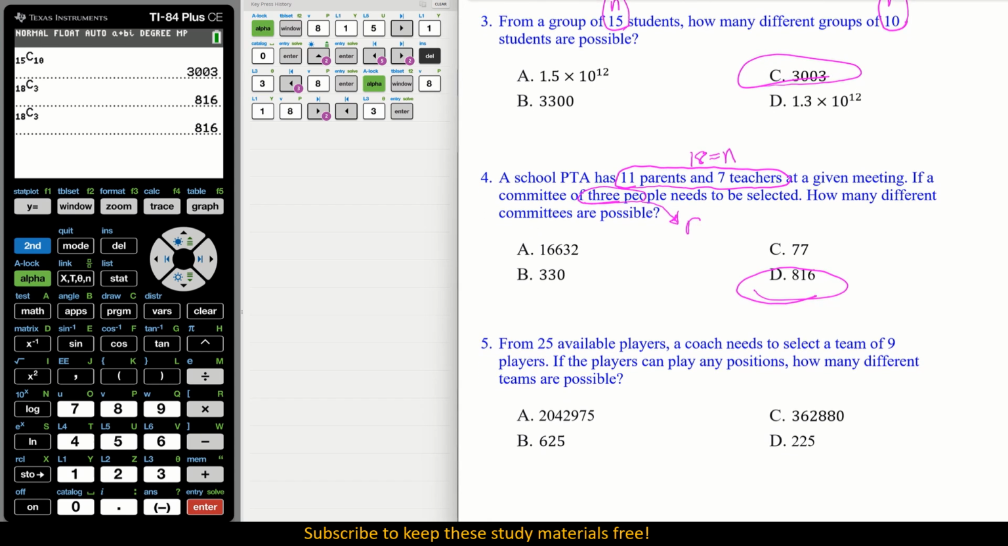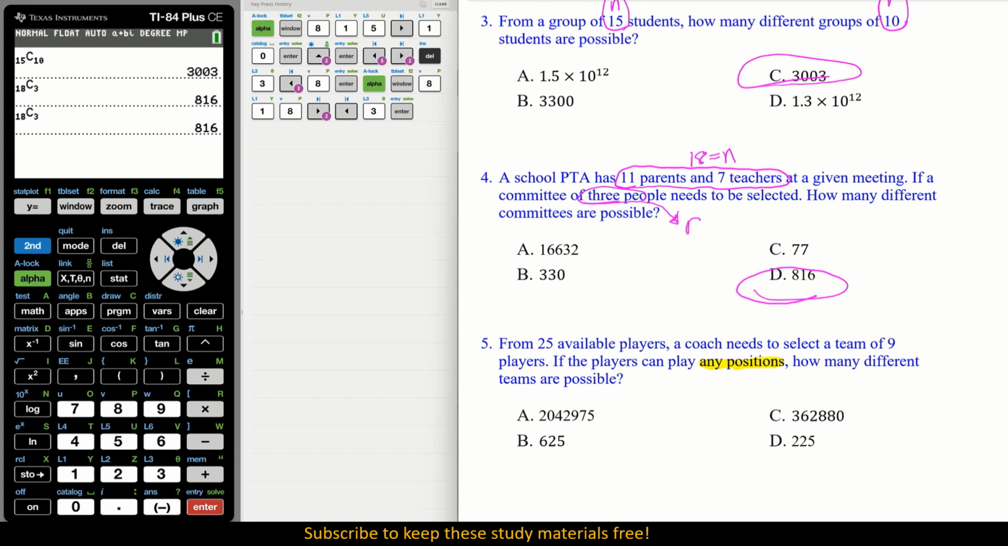Let's see what this is. From 25 available players, a coach needs to select a team of 9 players. If the players can play any position, how many different teams are possible? Again, this is a combination because we have one large group to start. It's not like number 1 and number 2, where they had smaller groups and they specified. We're going from one large group to a smaller group, and the keywords are any position. This means order does not matter. Makes life easier for us.